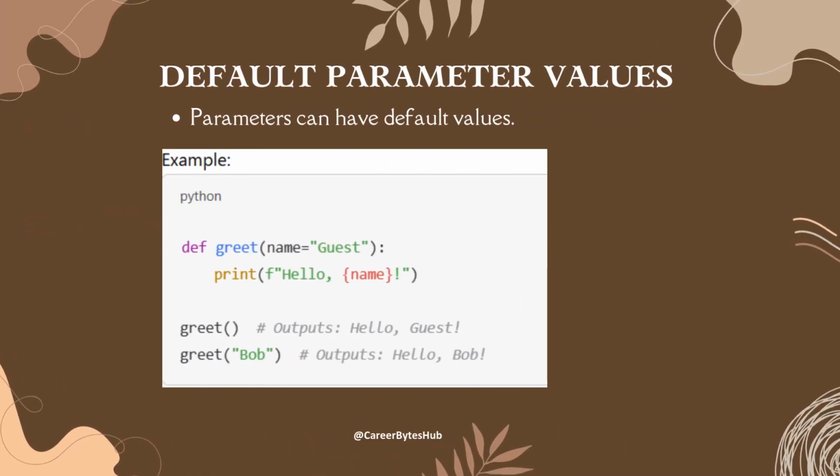You can assign default values to parameters in a function. If no argument is provided when the function is called, the default value is used. For instance, the greet function will print hello, guest, if no name is passed.